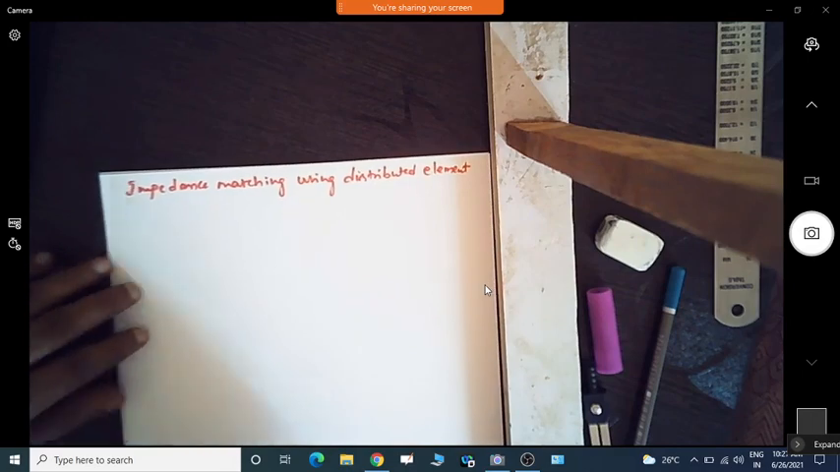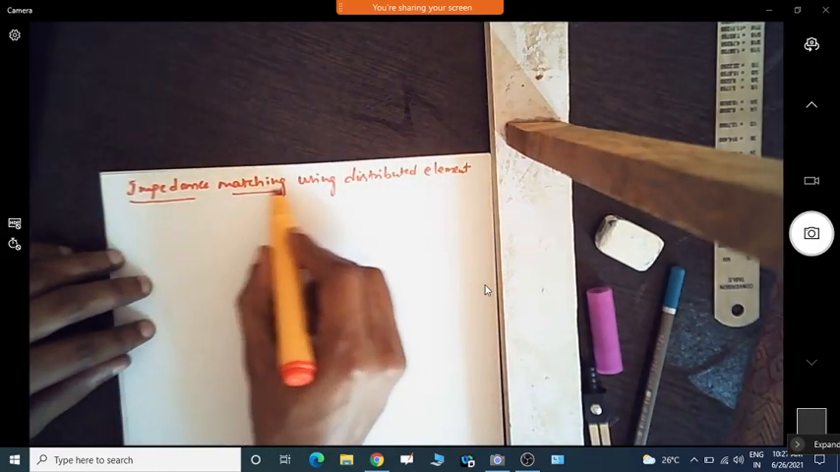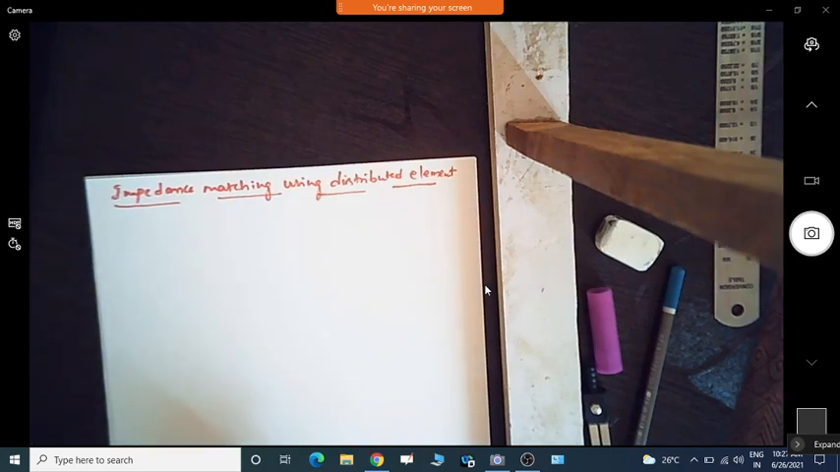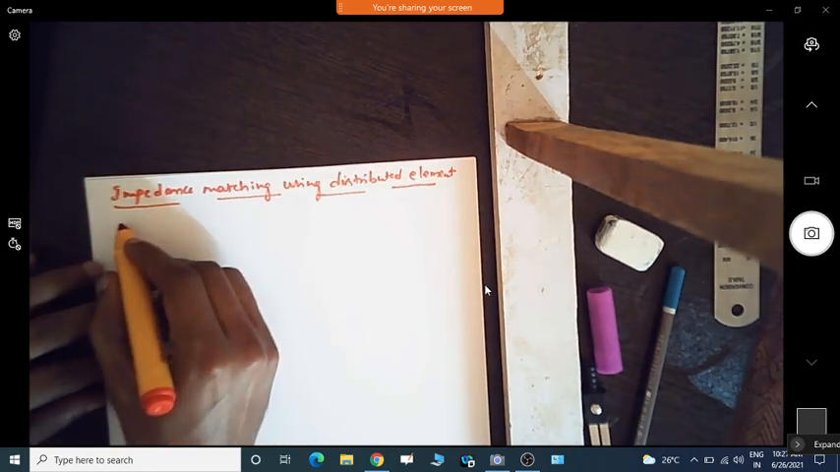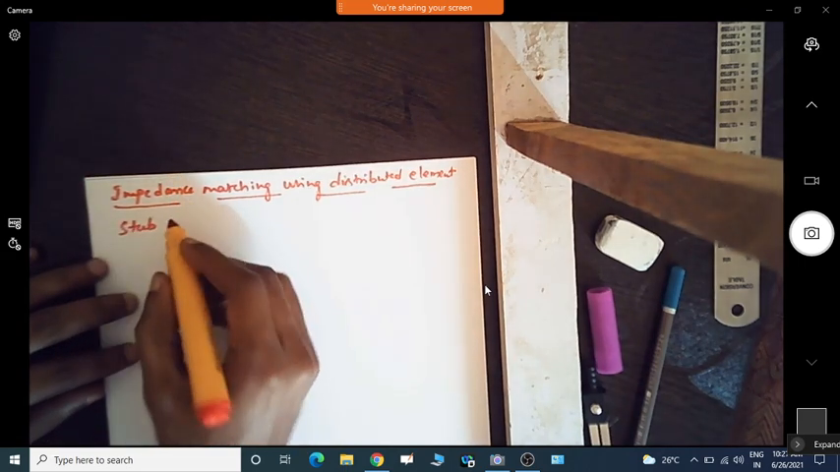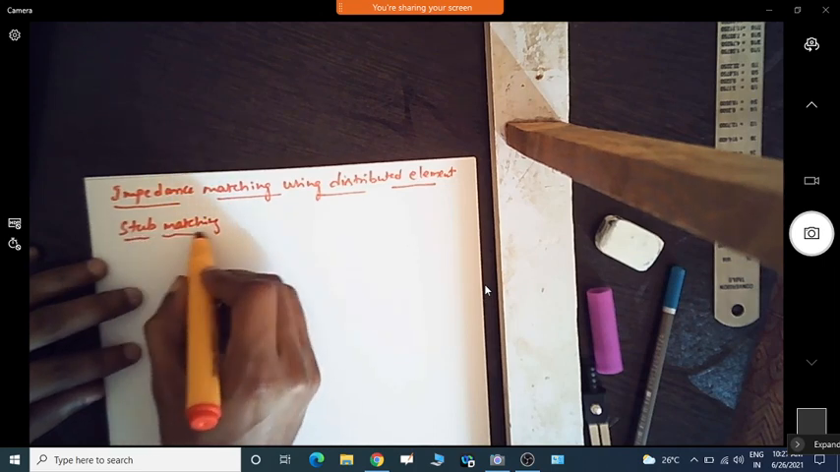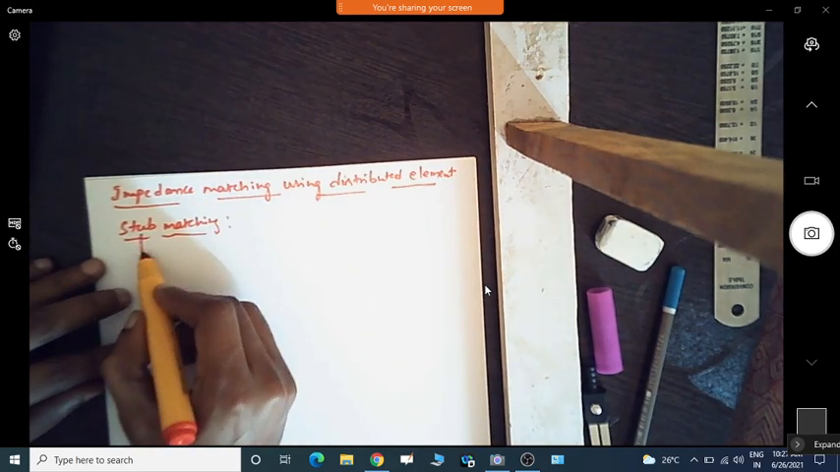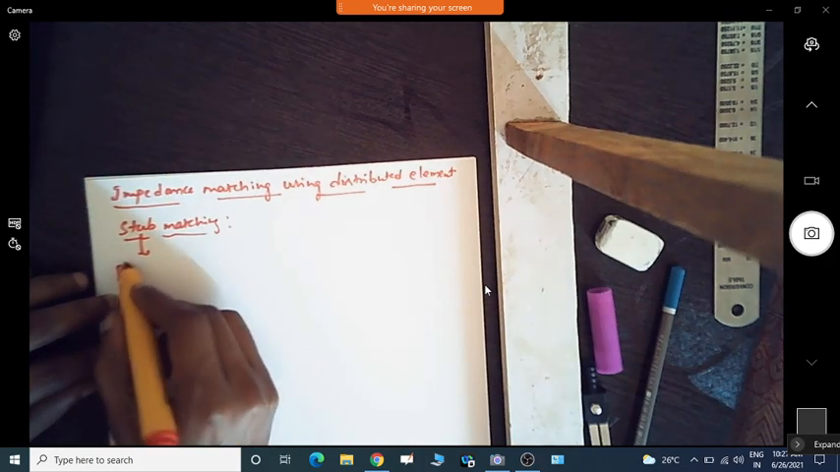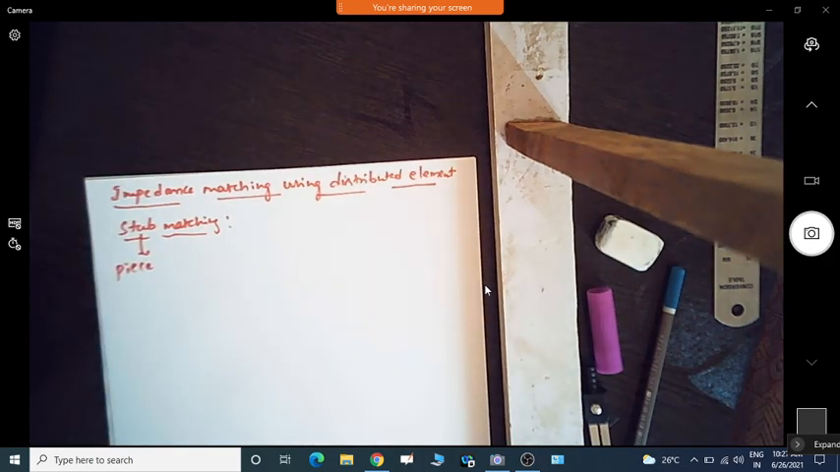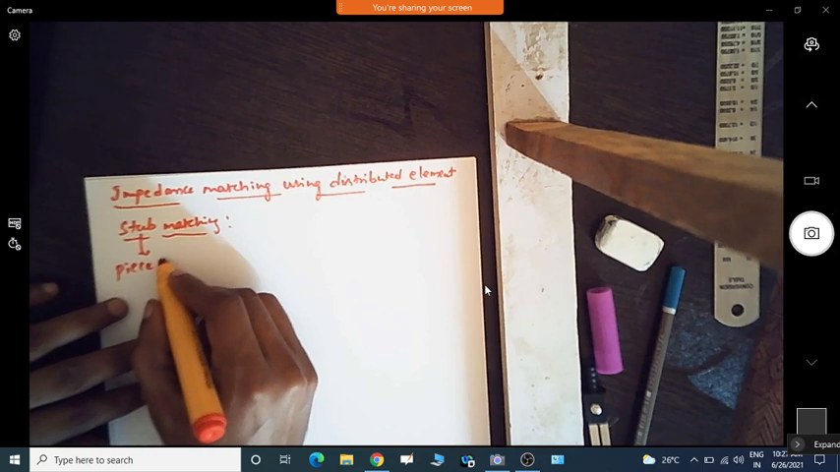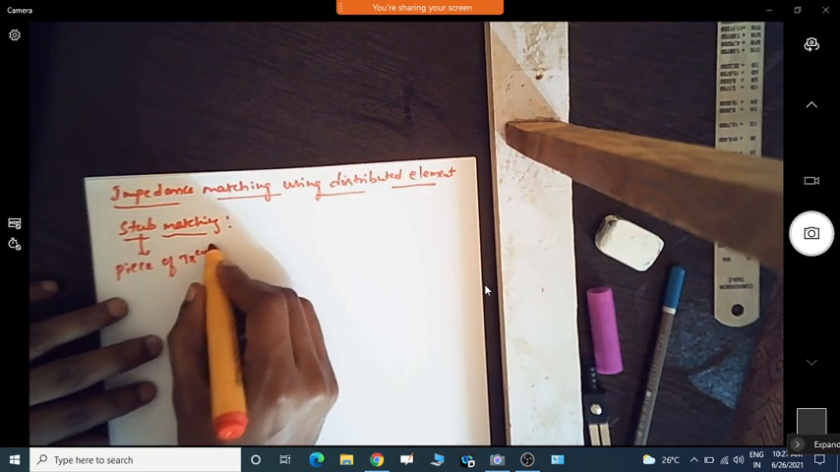Okay. So now we have seen the lumped element matching. Now we will see impedance matching using distributed elements. That is, we will use a stub kind of thing. So that is stub matching. So what is meant by stub? The stub is a simple piece of transmission line. Even a piece of wire or a piece of conductor or a piece of transmission line, we will call it a stub.